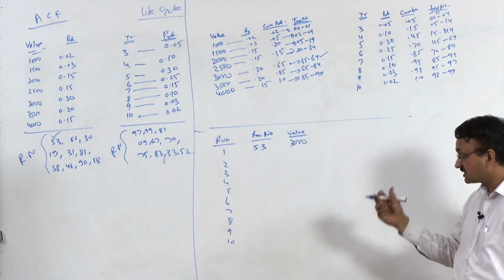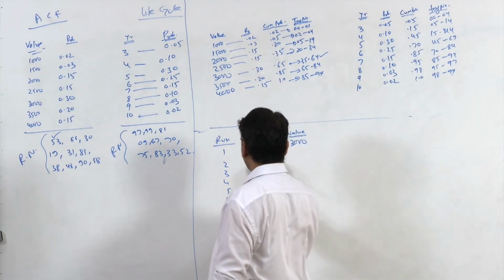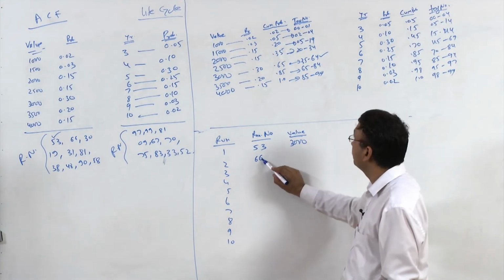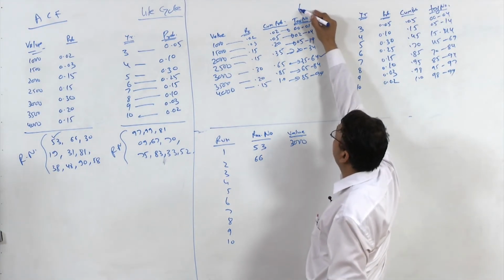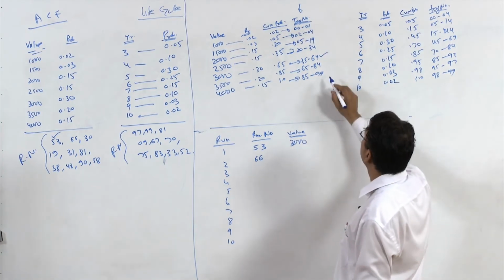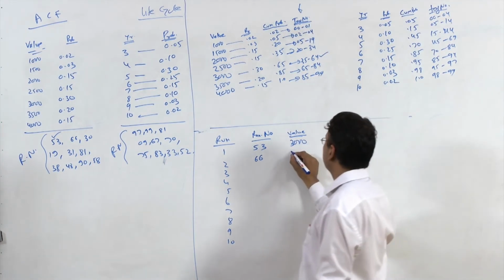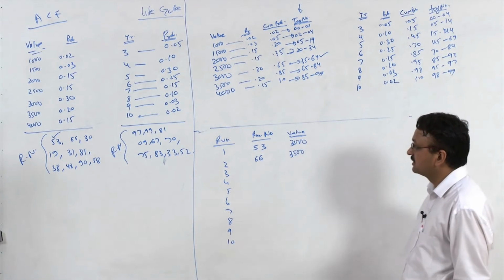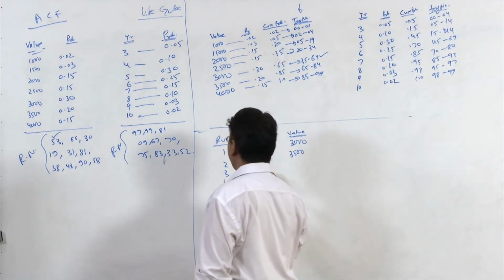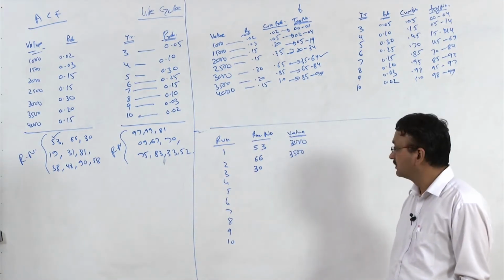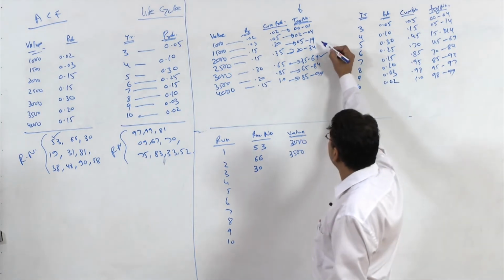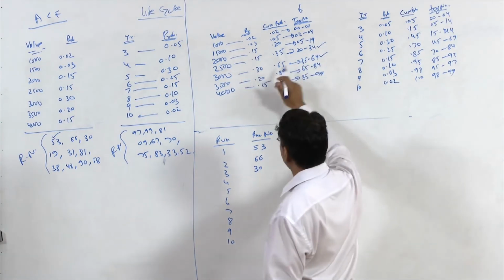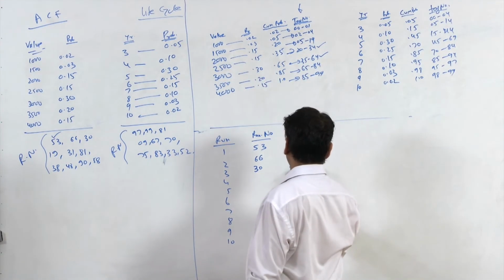The next random number is 66. Now look at where this random number is in the tag number column. So 66 is here, which means the value would be 3500. Next, 30. 30 is here, which means this is for the fourth, so this is 2500.